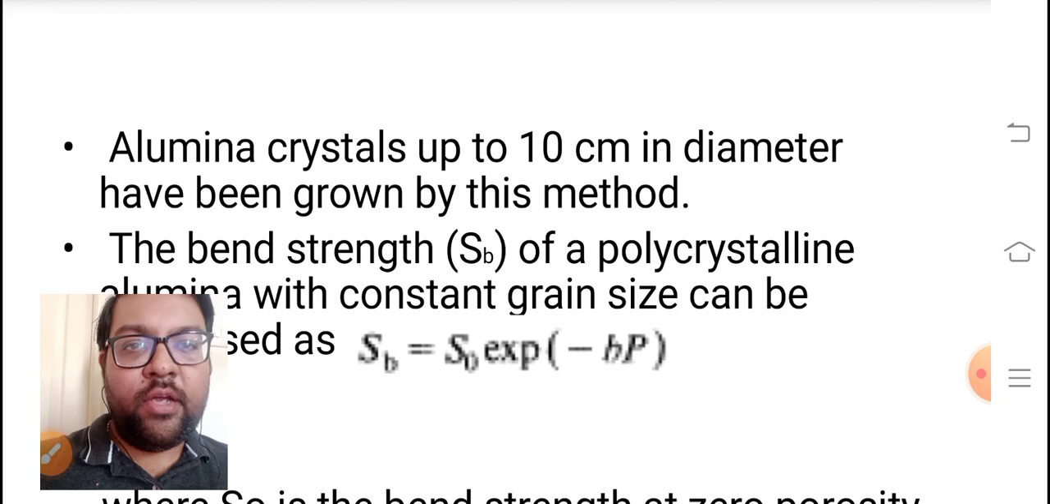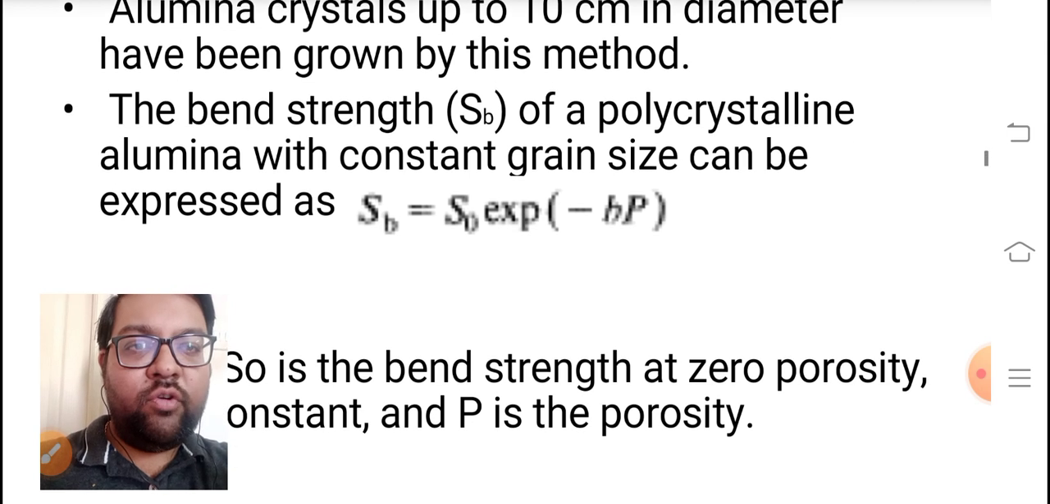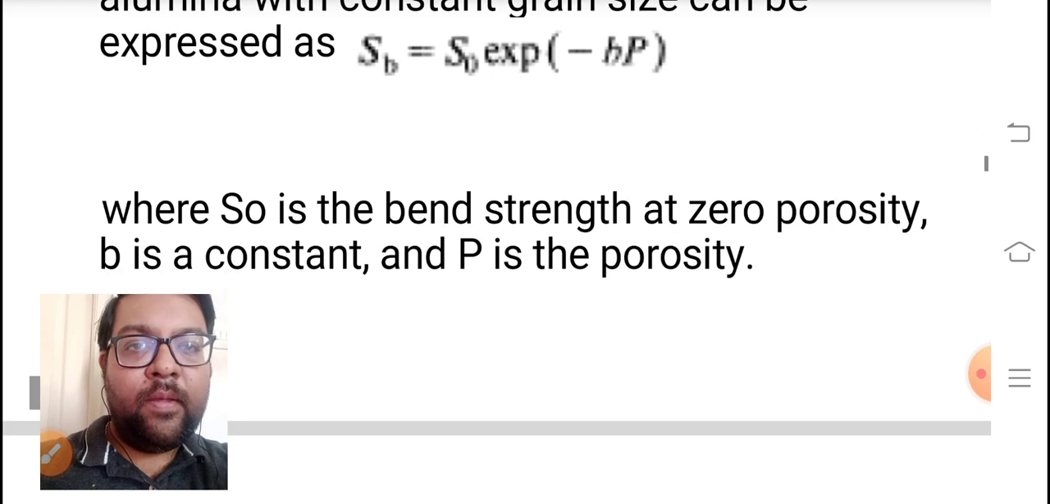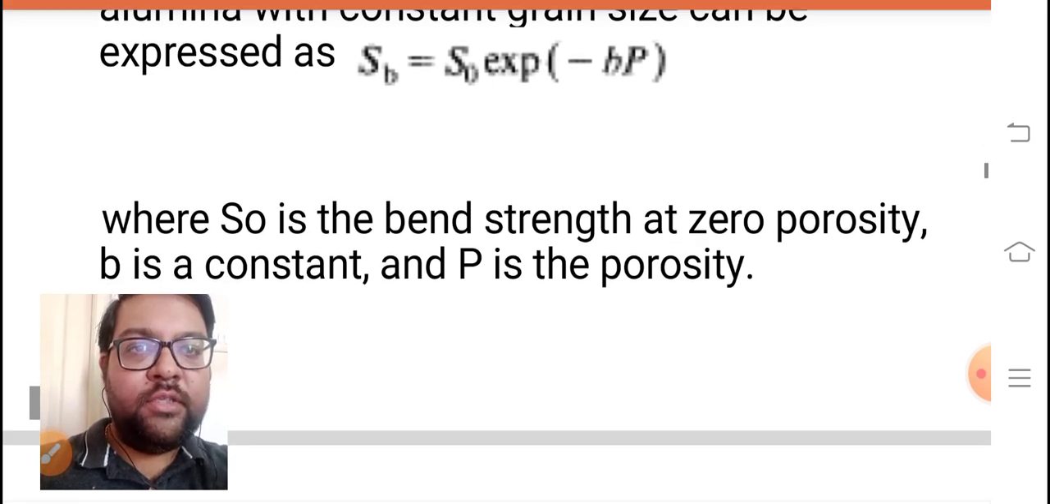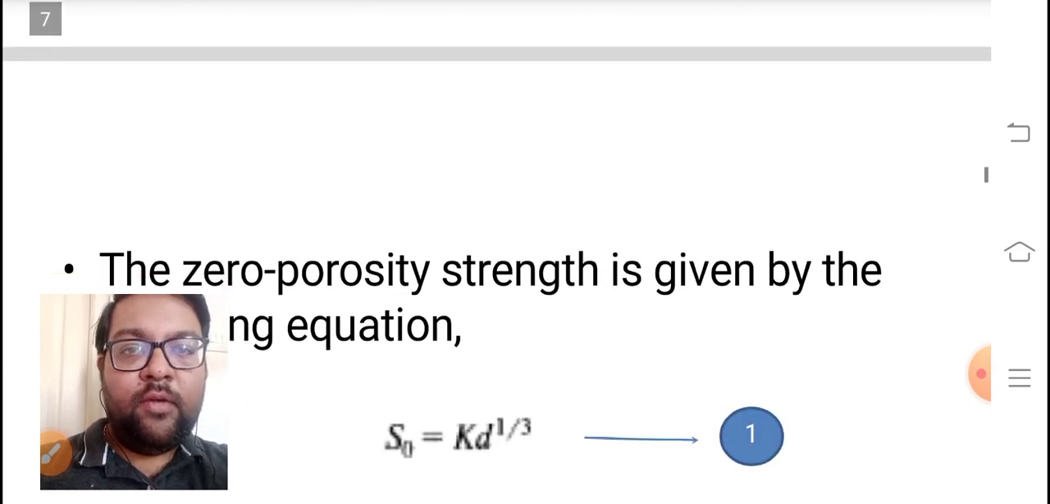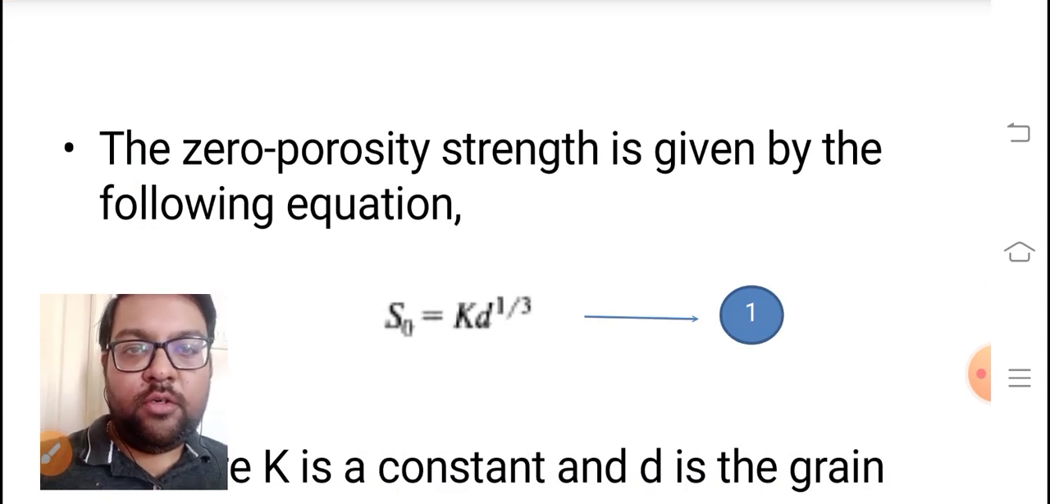The bend strength SB of a polycrystalline alumina with constant grain size can be expressed as SB = S0 exp(-BP), where S0 is the bend strength at zero porosity, B is a constant and P is the porosity. Then zero porosity strength is given by the following equation. Before that, I think you are aware of what is meant by porosity, right? Porosity means the pores, small holes in the material.